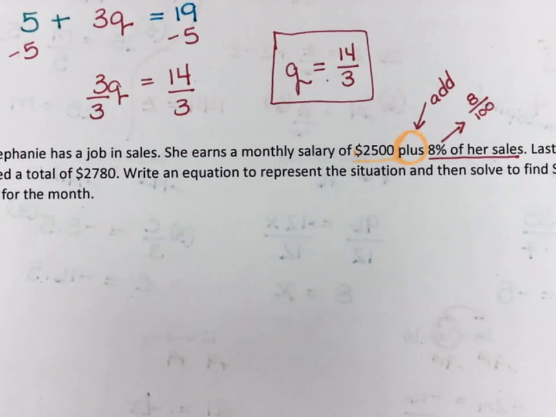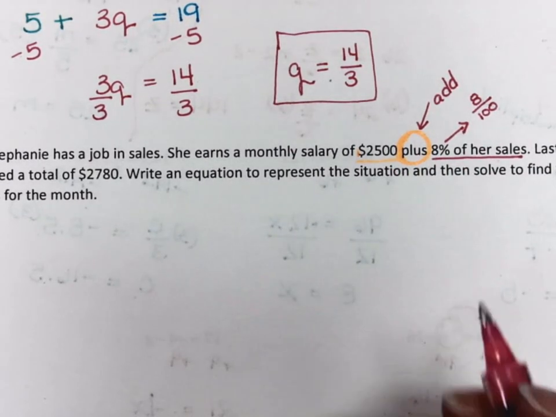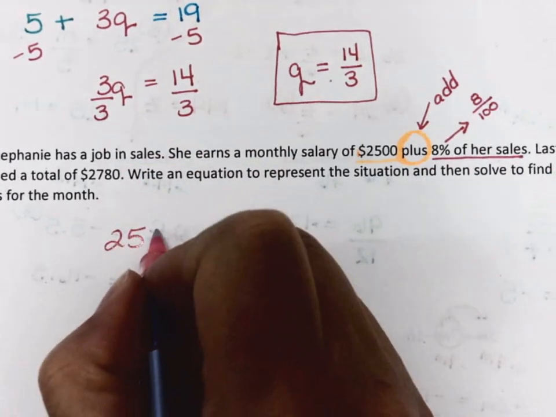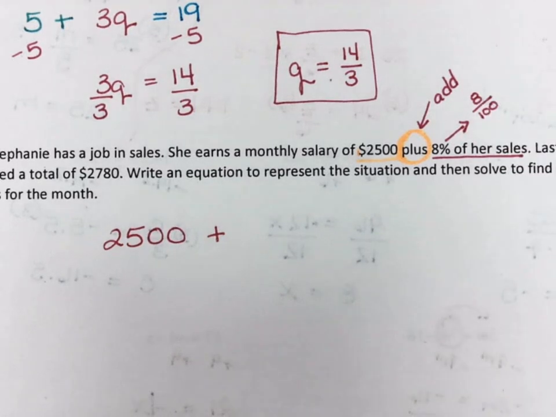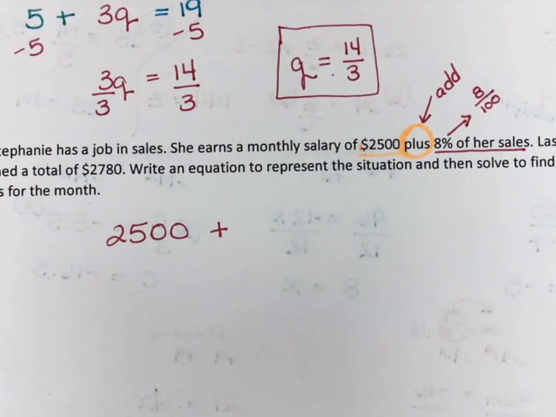So I'm going to write some things. I'm going to scribble all over the question just to help me get some things down. Last month, she earned a total of $2,780. Write an equation to represent the situation, then solve to find Stephanie's sales for that month. Okay, so if Stephanie sells absolutely nothing, she earns still $2,500. That's what she earns, plus 8% of her sales. So what variable are we going to use to represent how much she makes in sales?